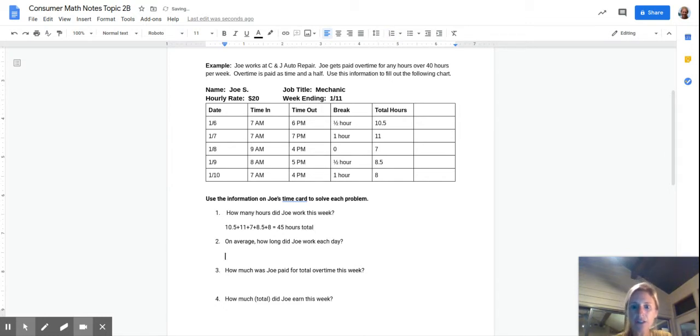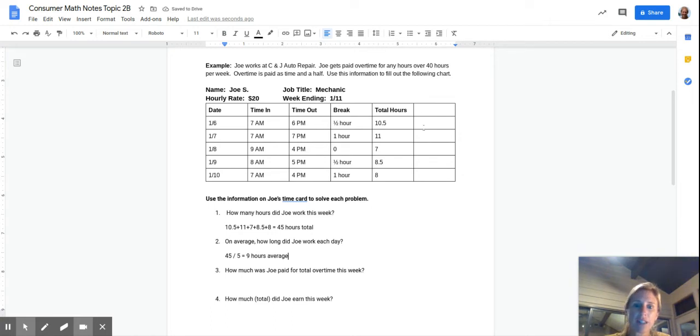On average, how long did Joe work each day? This is not something you would really need to do on your time card, but sometimes it's nice to know approximately how many hours a day you're working. How would we find that out? We would take the 45 total and divide by the number of days he worked. So 1, 2, 3, 4, 5. So 9 hours average. That's a long day.